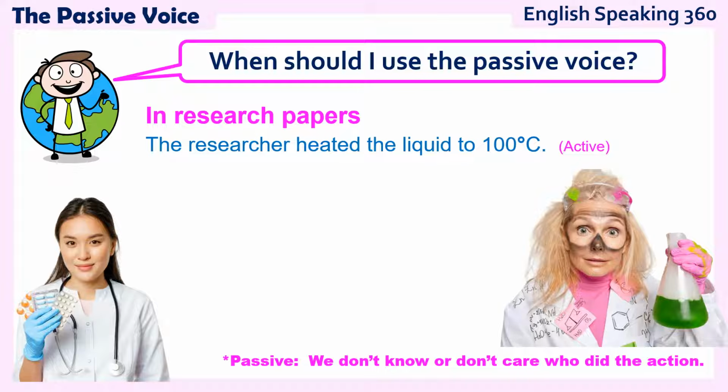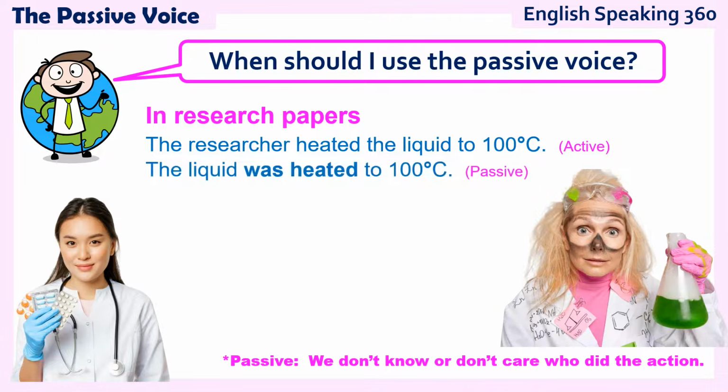The researcher heated the liquid to 100 degrees Celsius. This is true, but this is not what you should write in a research paper. You should use the passive voice. You should say the liquid was heated to 100 degrees Celsius. We already know that the researcher heated the liquid. We already know that, so you can skip it.